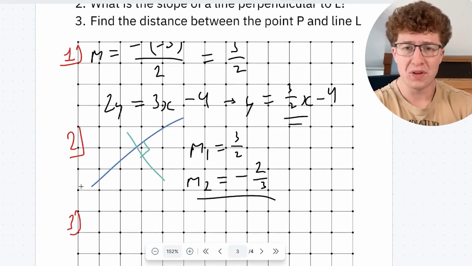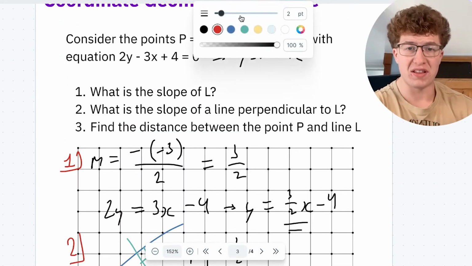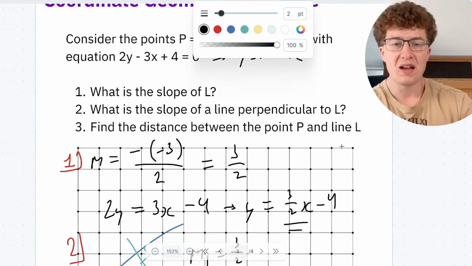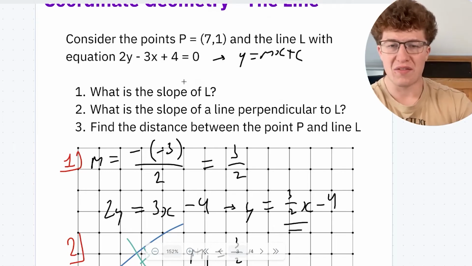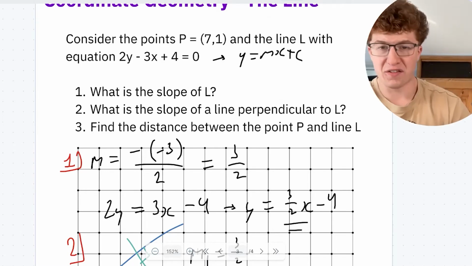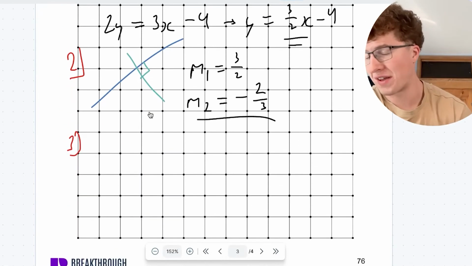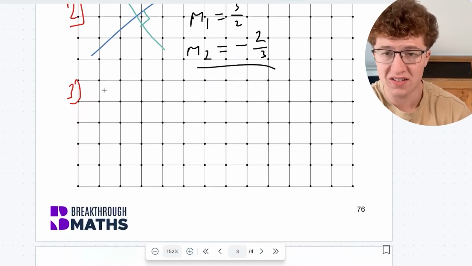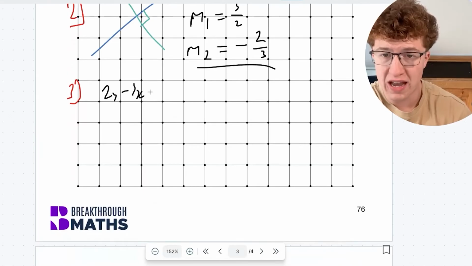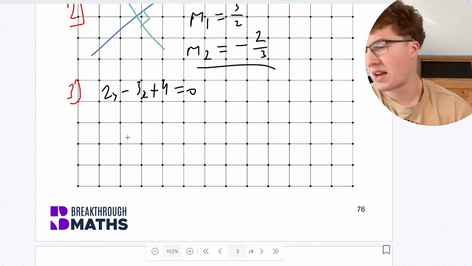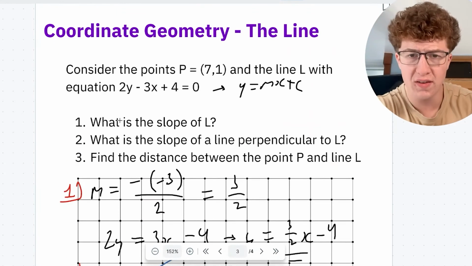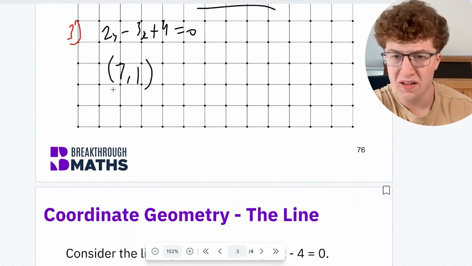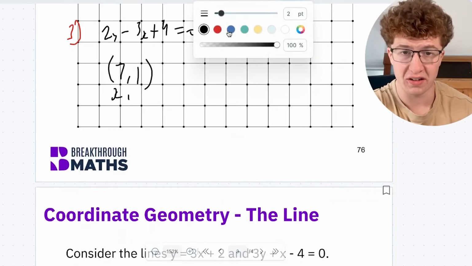And number 3, the distance between the point and the line. Again, this is on page 19 of your log tables. Next page. All you have to do is look at what we're given, look at that formula, and just fill in. So we're given the line 2y minus 3x plus 4 is equal to 0. And then we're given the point 7, 1. So there's going to be x1. I'll actually draw in another color so it's not confusing.